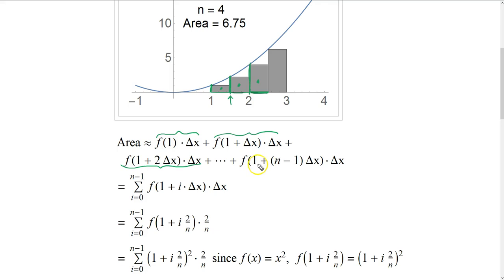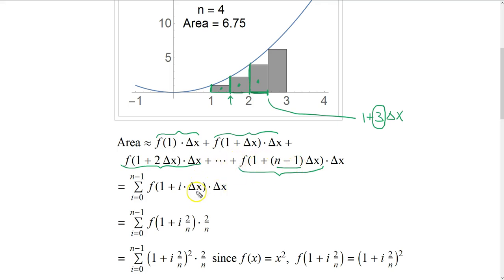Now notice that we only go out to f of 1 plus n minus 1 times delta x. So we have 1, 2, 3, 4 rectangles here, but we would only go out to this last point right there. That would be 1 plus 3 delta x. So notice, even though we have 4 rectangles, we only go out to n minus 1. So this quantity right here would represent the height of our very last rectangle. So we only go to n minus 1.